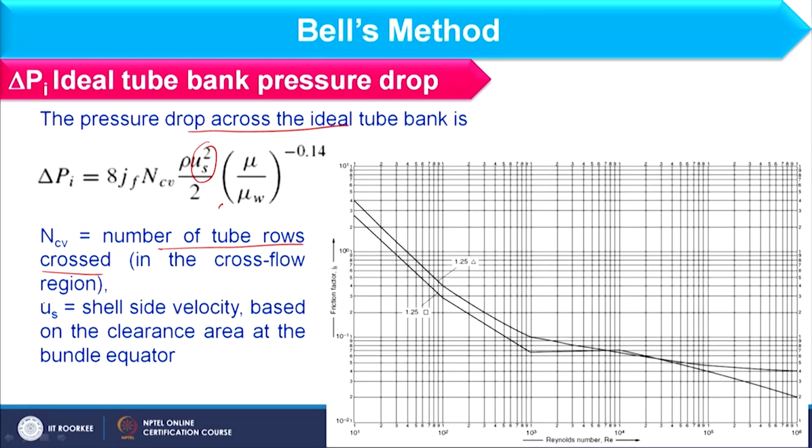And US, if you see, is basically the shell side velocity based on the clearance area at the bundle equator. So as we have considered velocity in Kern's method, in a similar line we can use velocity here, okay. So here I have the pressure drop at the ideal tube bank, right. So let's consider different correction factors on this.